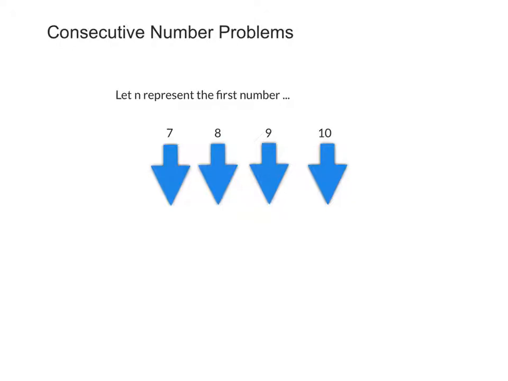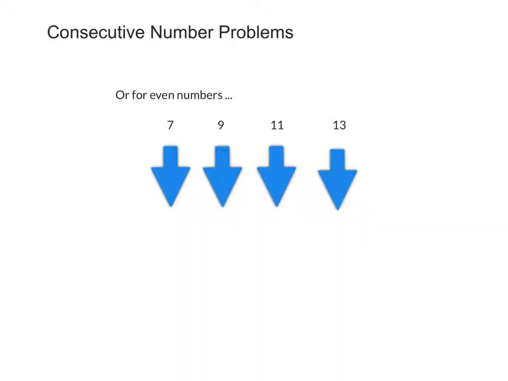If you let n be the very first number, like in this case, 7, then in order to represent consecutive numbers, I'll just add 1 each time. So I'll have n plus 1, n plus 2, and n plus 3. You could do even numbers or odd numbers. In this case, I have odd numbers. If I start the first one with an n, the next one would be n plus 2, n plus 4, and n plus 6. Doesn't matter if they're even or odd, they're all separated by plus 2.